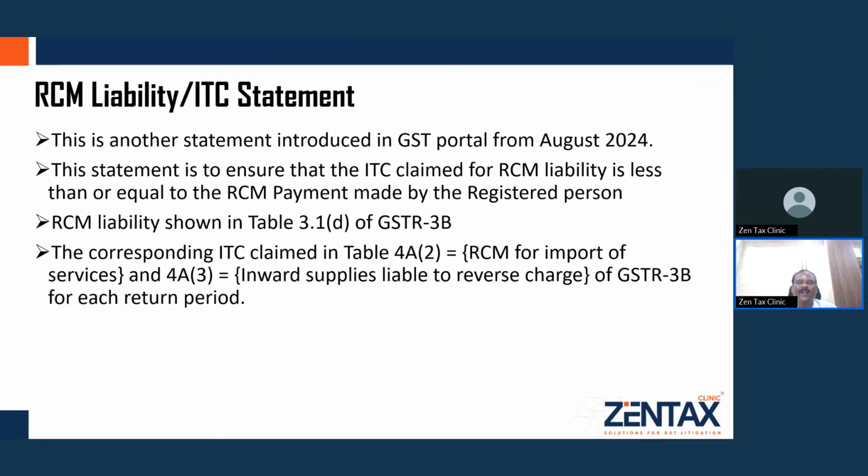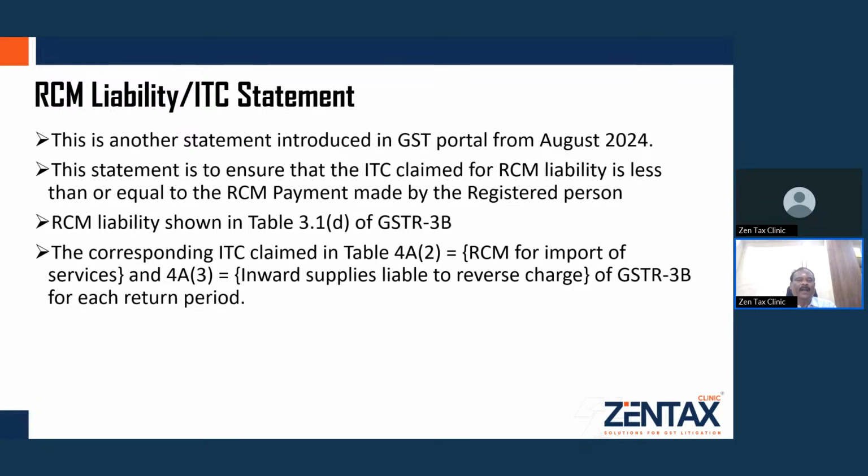RCM liability you will show in 3.1D of GSTR-3B. This is the outward tax liability in table 3. You can claim the RCM as ITC under 4A2. 4A2 deals with import of services. For import of services, you have to pay GST due to the reverse charge mechanism specified in the import of services notification, the IGST notification, and due to that, you can claim the ITC also.